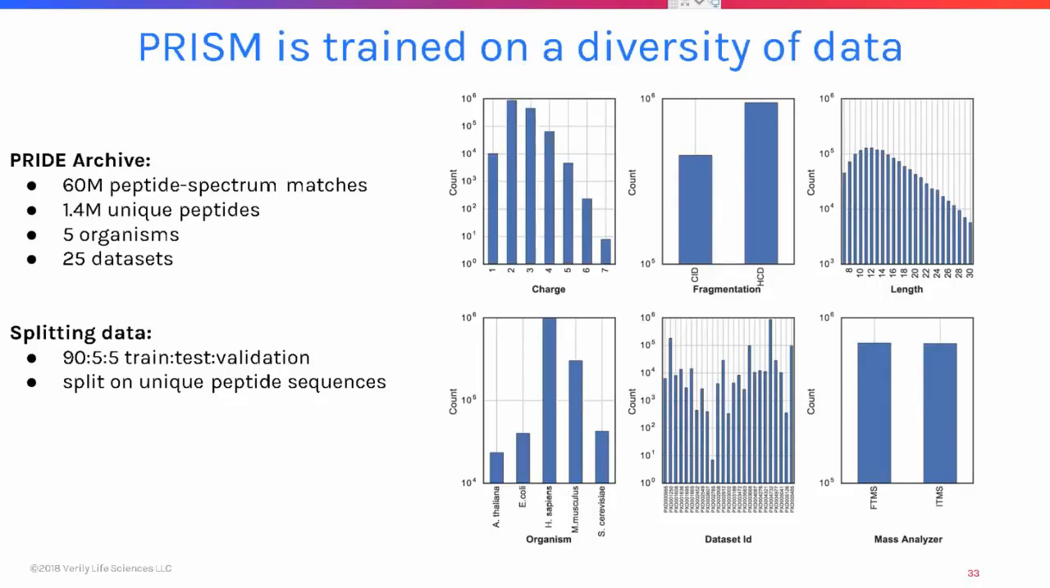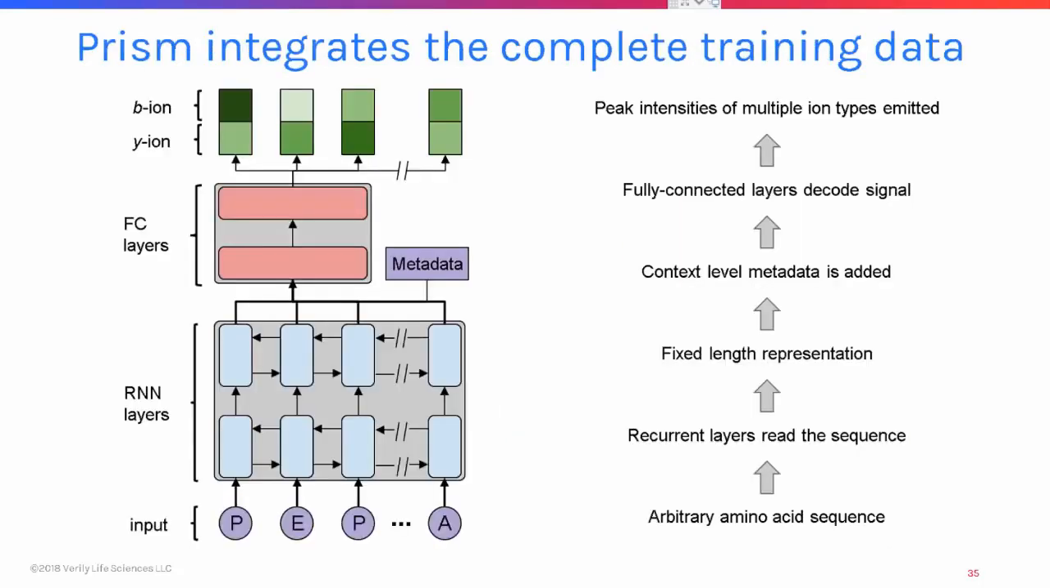Here are just some basic statistics on the peptides included in our data set. You can see we have many different charges, 2 different fragmentation types, peptides come in different lengths, and we use 2 different mass analyzer types. And this here is a schematic of the model that we put together to tackle this problem.